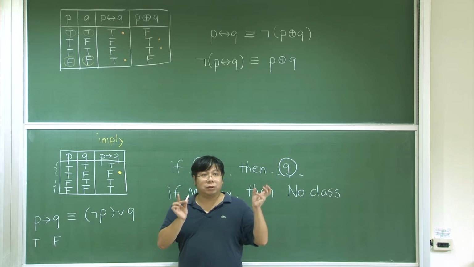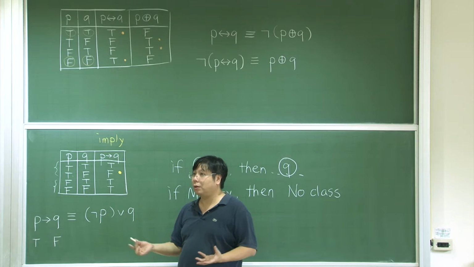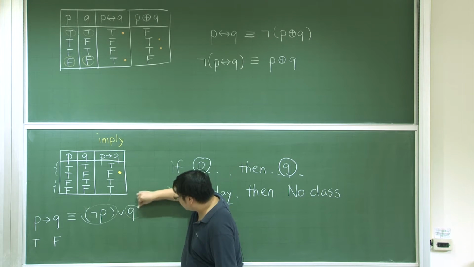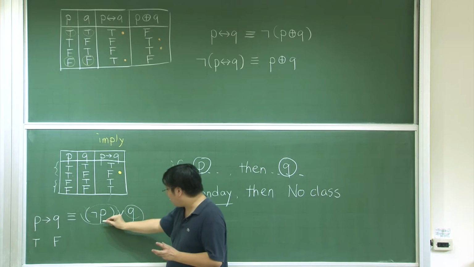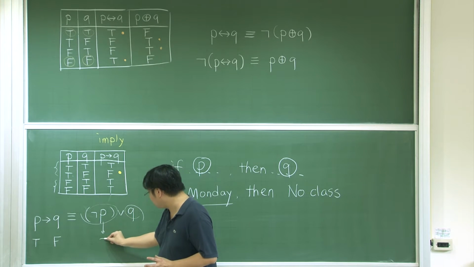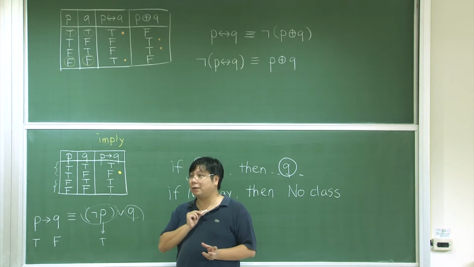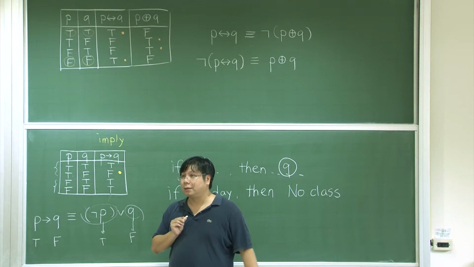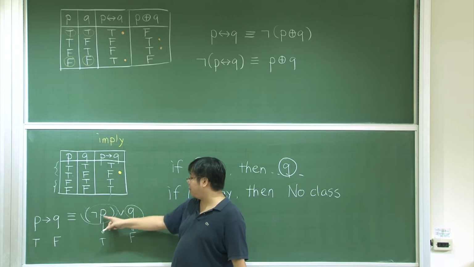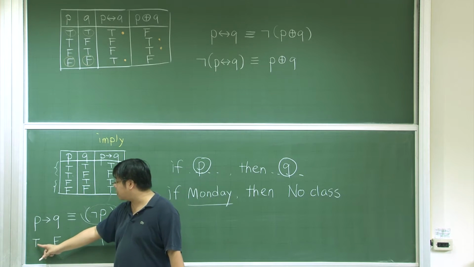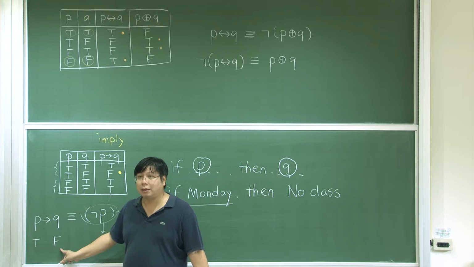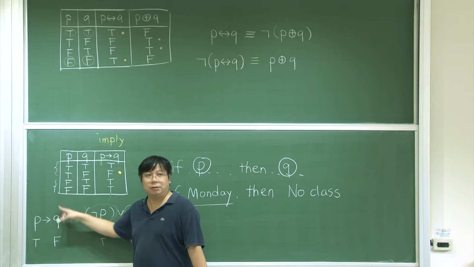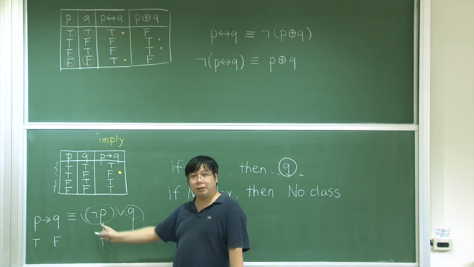If we want to get a false in the end, how can that happen? We need this part to be false, and we also need this part to be false. Am I correct? So we have to have P itself to be true to make not P false. Is that okay? And we have to make Q itself false to make this part false. So this is the only case that not P or Q is false, and this is the only case that P implies Q is false. And the cases are the same. So we will see that this proposition is equivalent to this proposition.